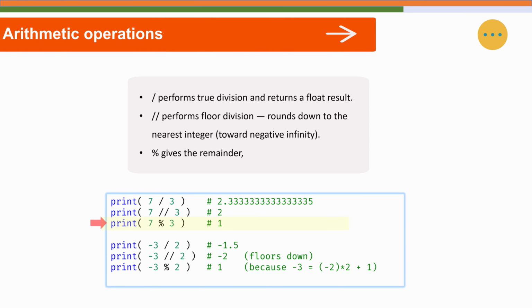The modulus operator gives the remainder of the division. In Python, it is defined so that this formula always holds. So for -3 % 2, the result is 1, since -3 equals -2 times 2 plus 1. This consistent rule is what makes division and remainder behave logically across both positive and negative numbers.